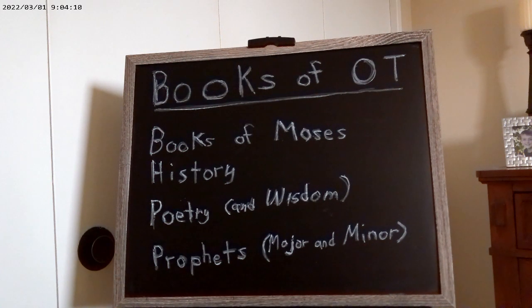Now then, after the history, there are some books that really don't fit any one particular category. They are traditionally called the books of poetry. I like to think of them as books of poetry and wisdom, because in some cases there is wisdom that is presented that is not poetic.